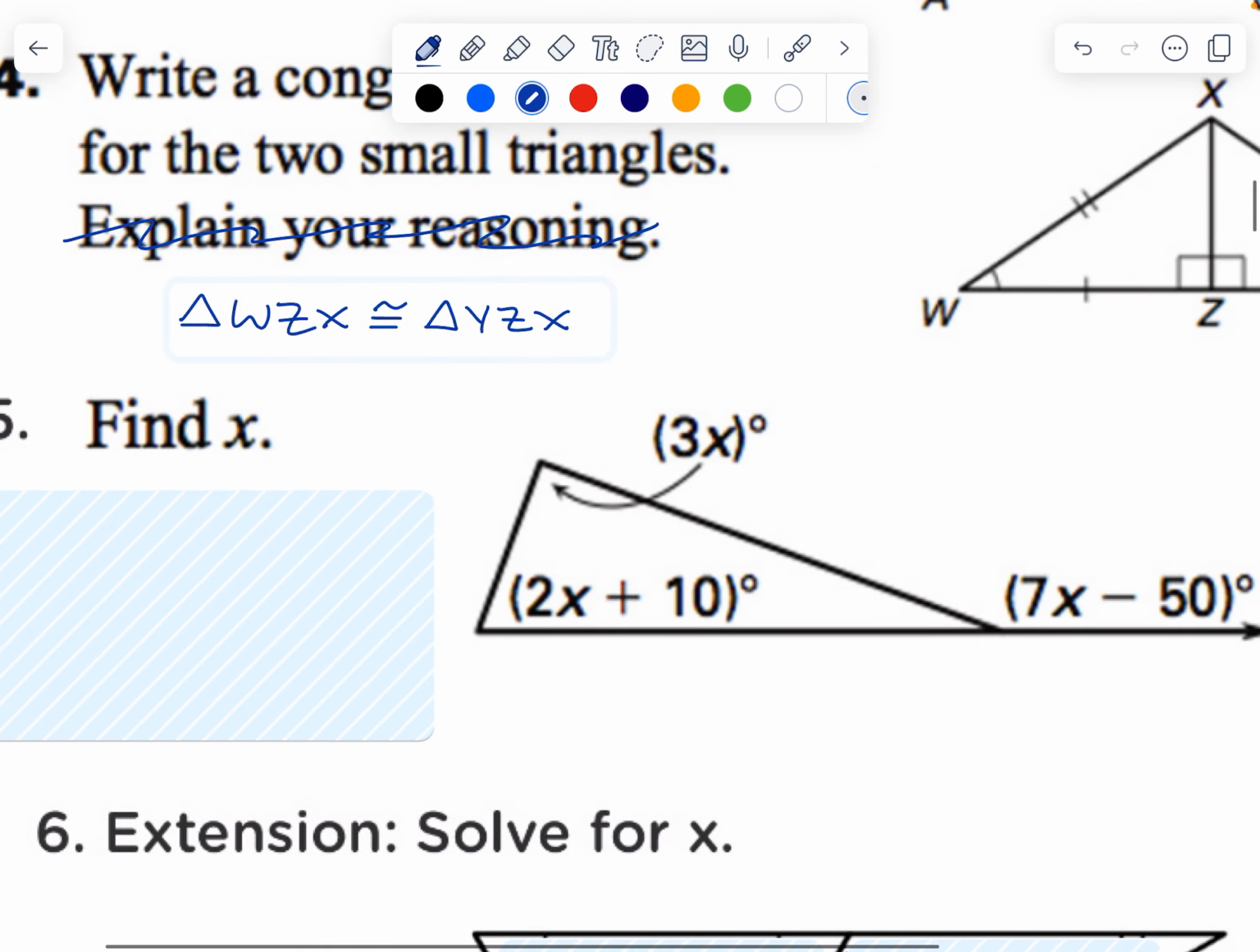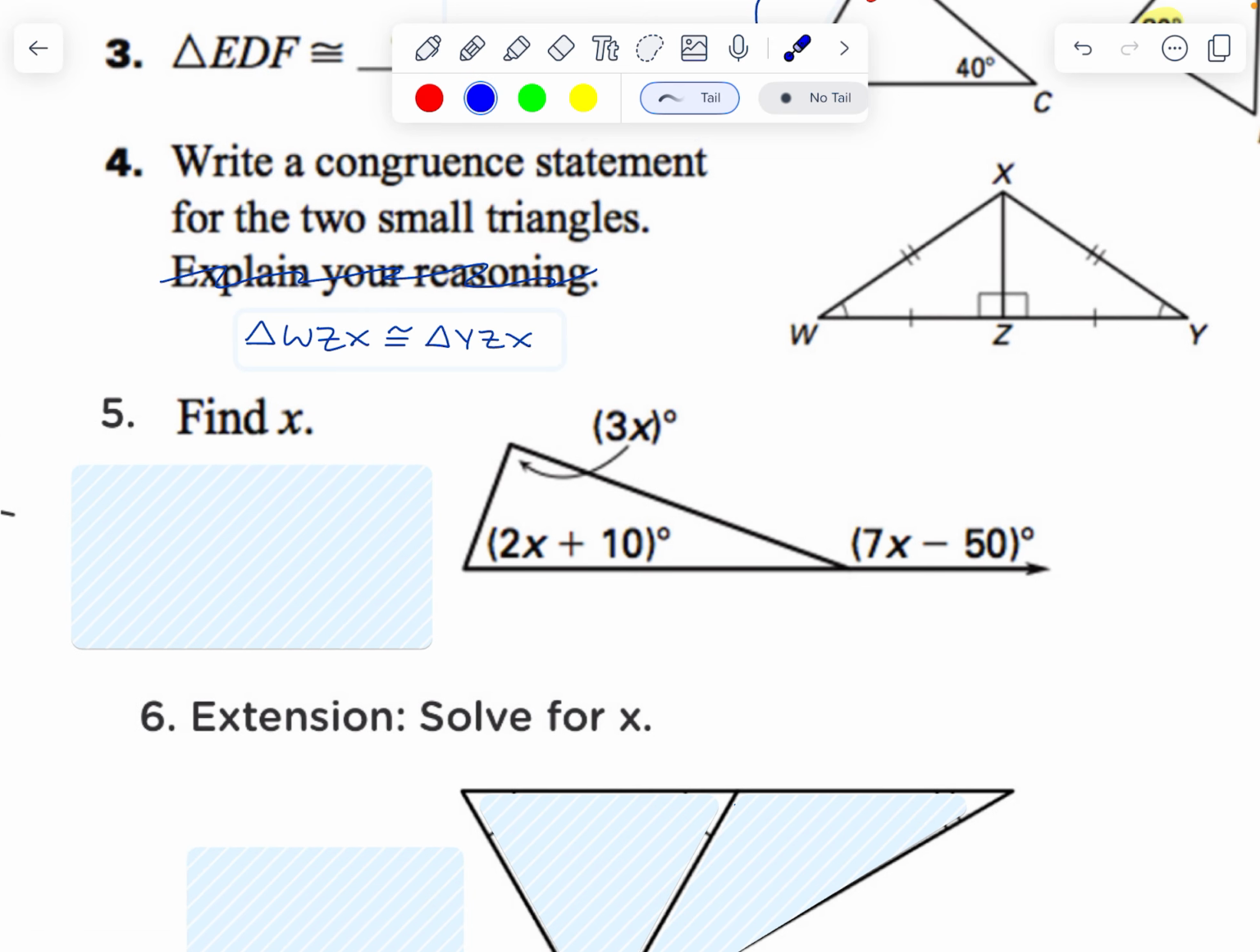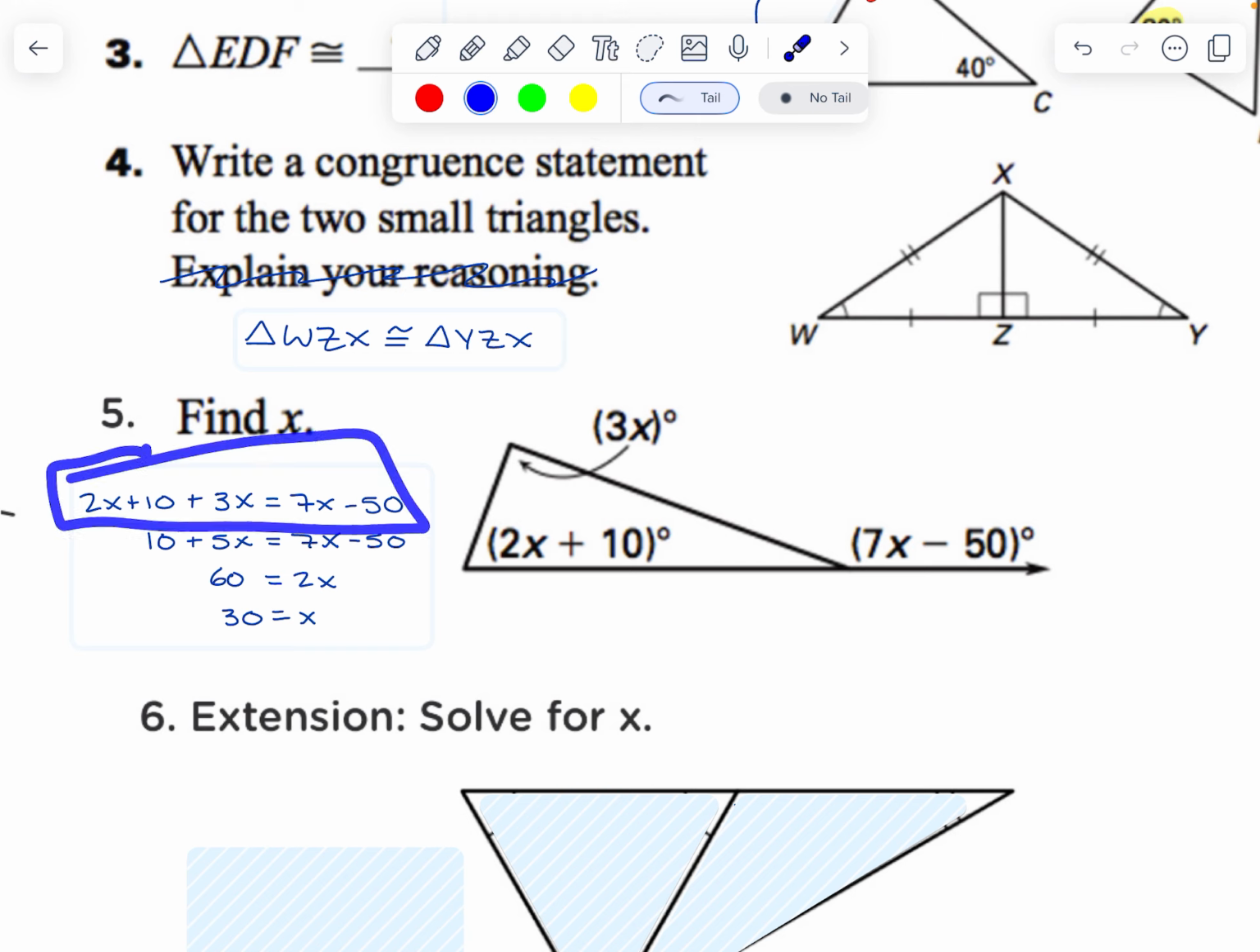So in order to find X, I need to take my exterior angle right here and set it equal to the sum of the two non-adjacent angles. That's 2x plus 10 and 3x. 2x plus 10 plus 3x is equal to 7x minus 50. From here, let's solve for x.